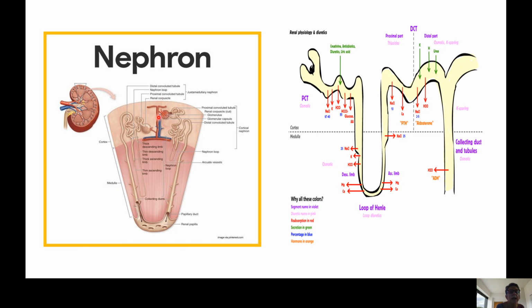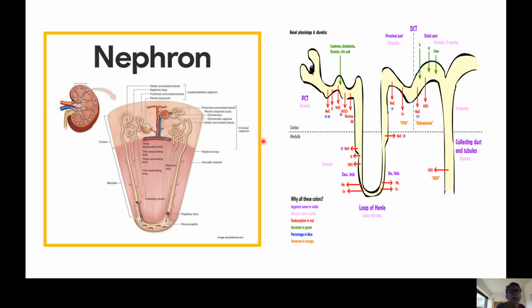The Bowman's capsule surrounds that. So the blood gets filtered through all of the loops within the renal system, within the nephrons themselves. And then the water and the solutes, the sodium, the chloride, all of the good stuff is reabsorbed if needed. And what is collected into the collecting tubules is actually urine, and that would be the waste.